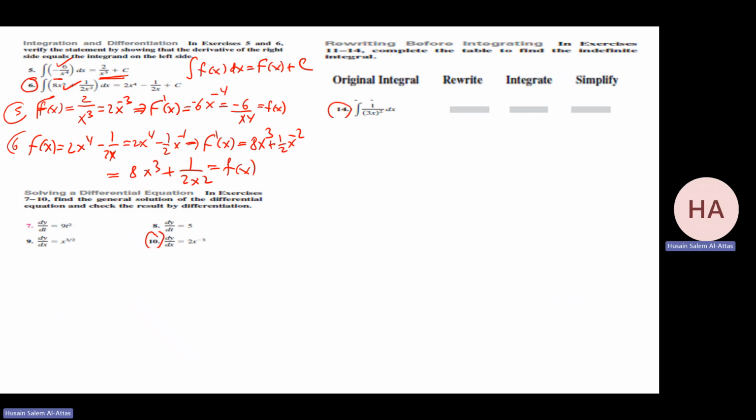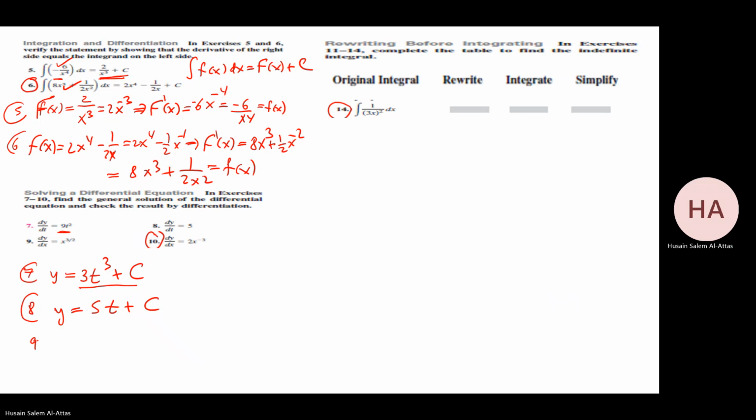Okay, solving differential equations. I think these are very quick ones. 7. This is dy by dt, so y will be 3t cubed plus c. And you can check it easily. If I differentiate this, I'm getting this, 9t squared, that's it. 8. Yeah, these are quick ones. y equals 5t plus c.